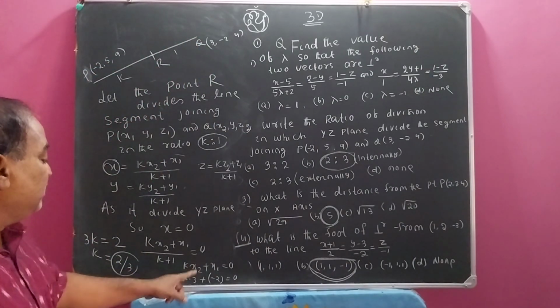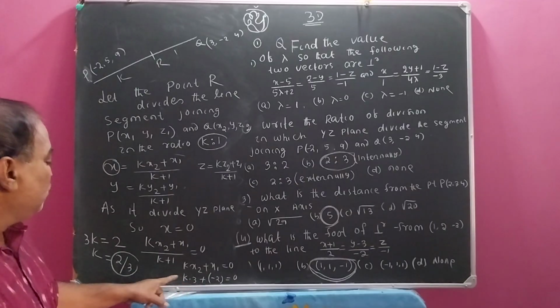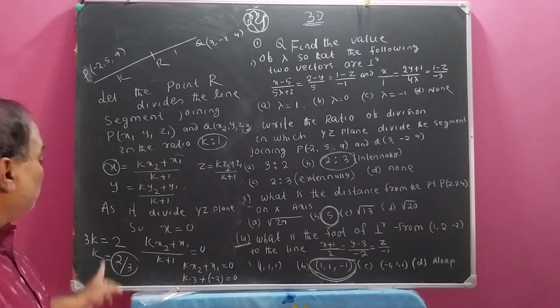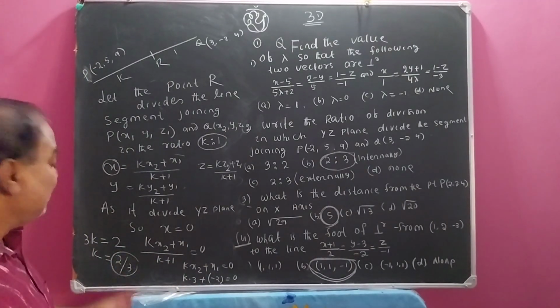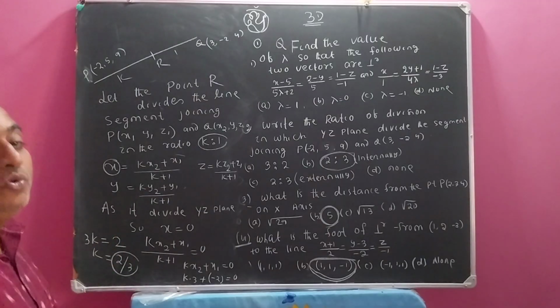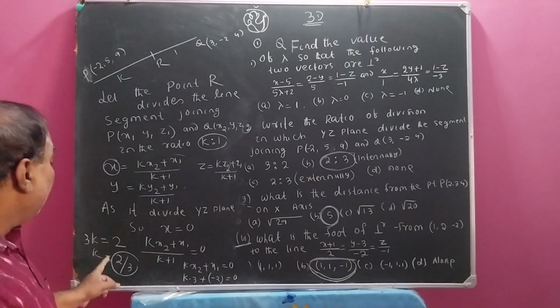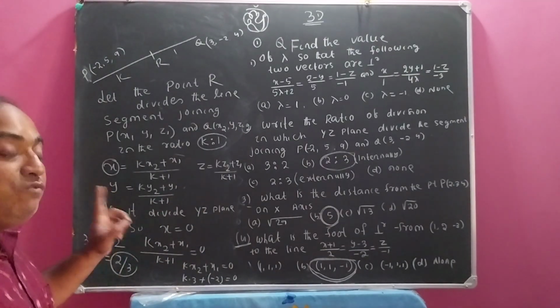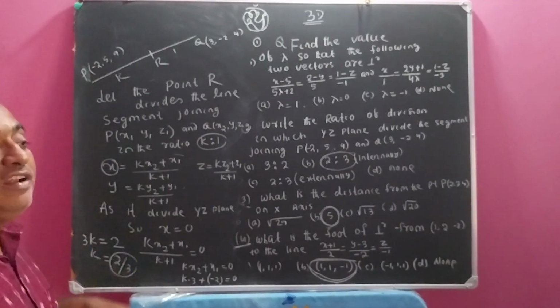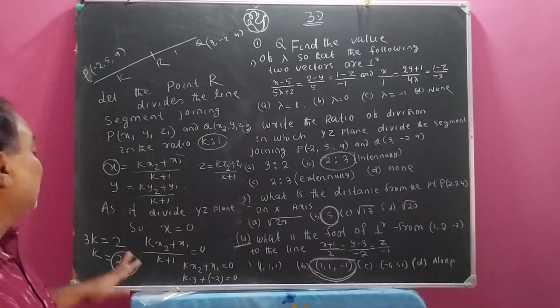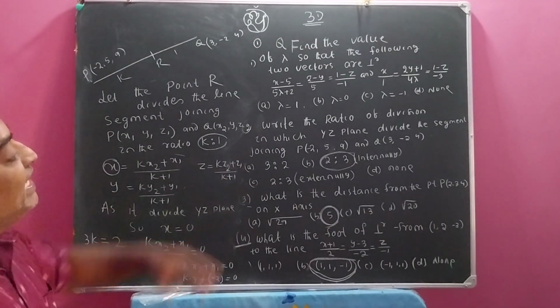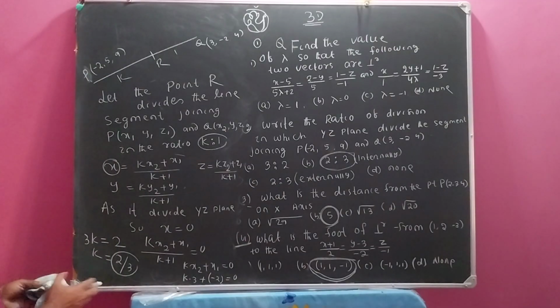Putting the value of x2 is 3, x1 is minus 2, so that will be 3k is equal to 2, k is equal to 2 by 3. So the ratio of division is 2 is to 3 internally. If the sign were negative, then we would write that the ratio of division is 2 is to 3 externally. But our choice is 2 is to 3 internally. So this is question number 2.